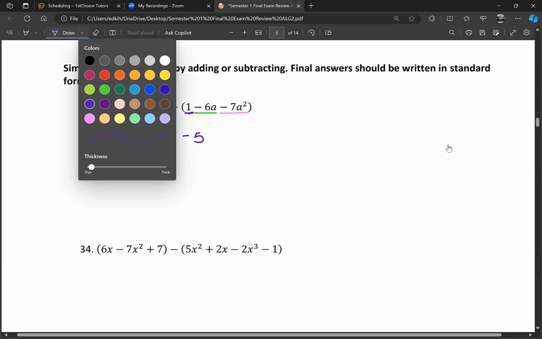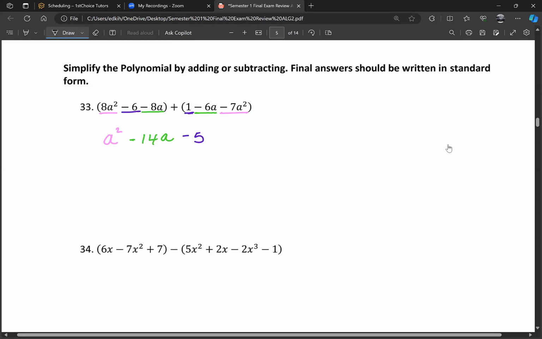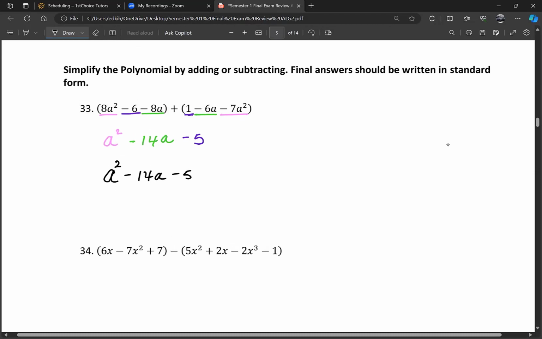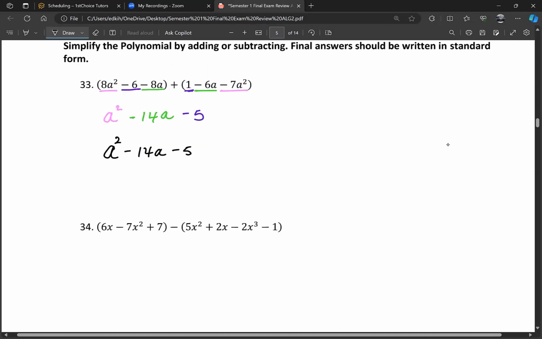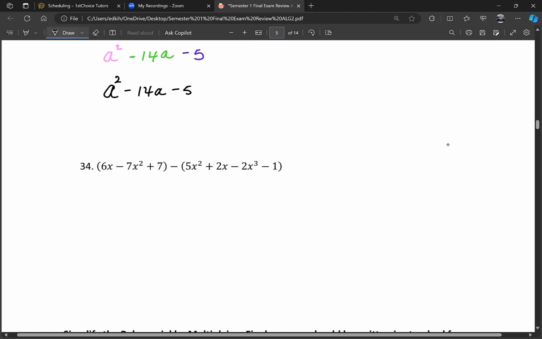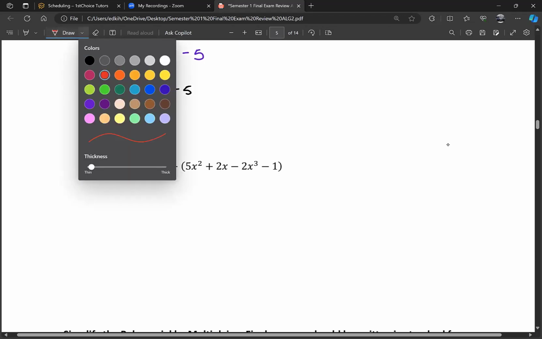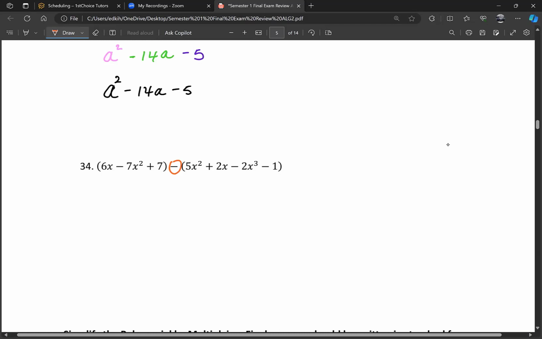So our final answer, I'm just going to make it one color so it's not so festive. You have a squared minus 14a minus 5. This 2 looks weird. Let me fix that. There you go. Now remember, when you're adding two polynomials, life is pretty straightforward. However, when you're subtracting, you want to be a lot more careful because this subtraction symbol is affecting all of these numbers after it. All the signs are going to be changed.